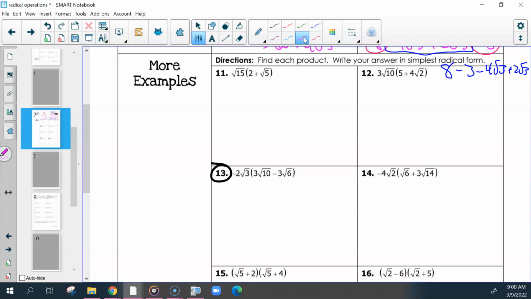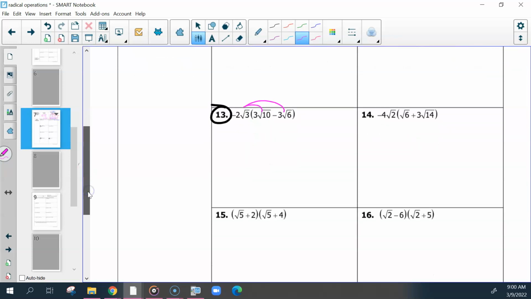So let's jump to number 13. For number 13, we're doing the same process. We have this one number that we have to distribute, but we're distributing it twice.